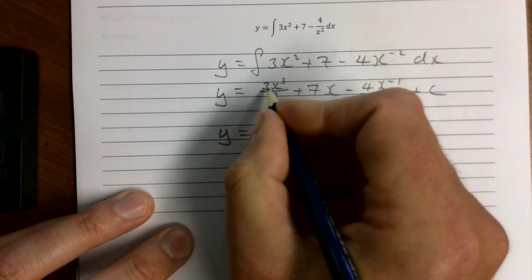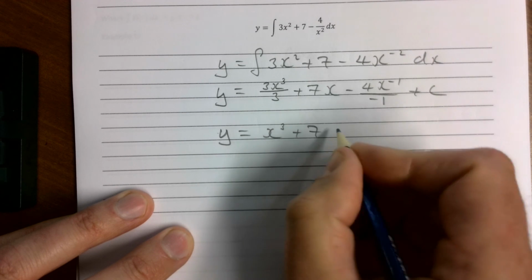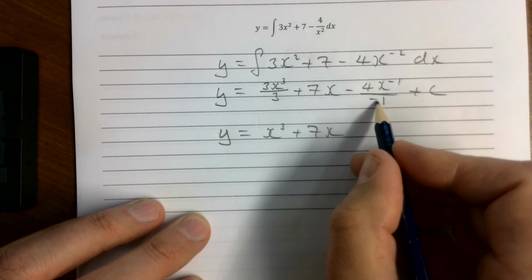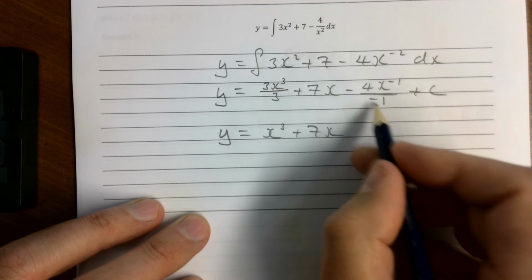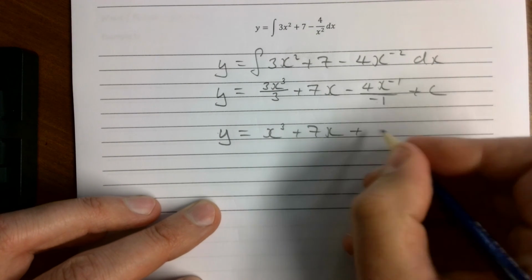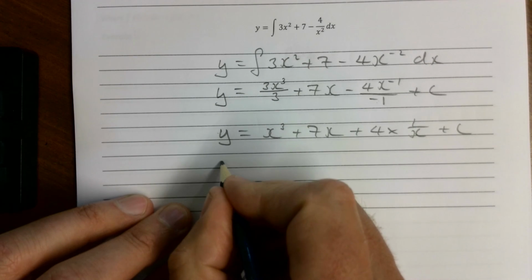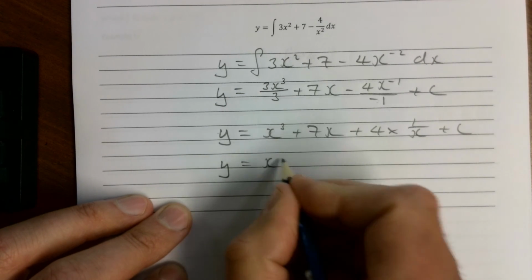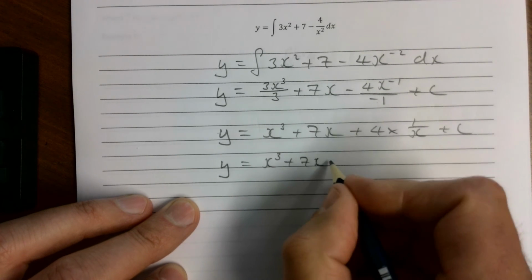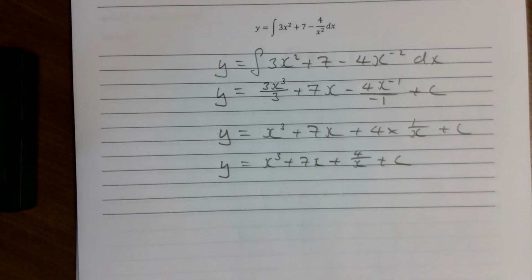Starting to tidy then. y equals 3x cubed over 3 is x cubed plus 7x. Whatever way you want to do it. So the minus 1 there times the minus there, that might change this whole thing to be a positive. So we effectively have 4x to the minus 1. So that's 4 times 1 over x plus c. And then finally I would probably want to write x cubed plus 7x plus 4 over x plus c.